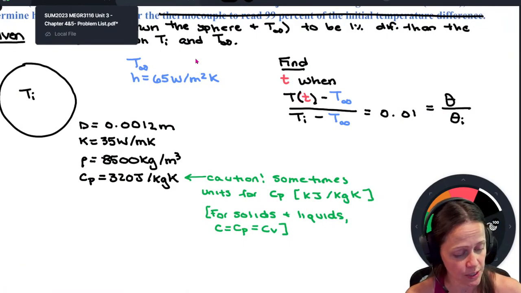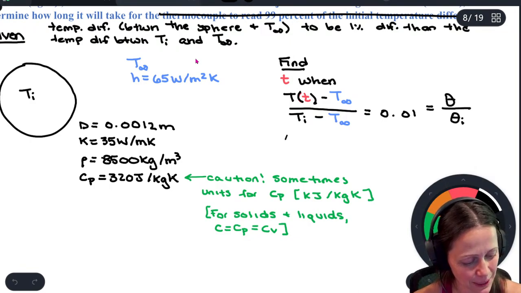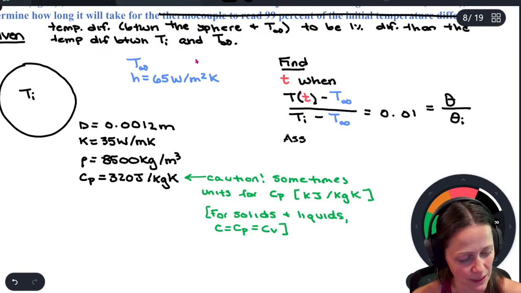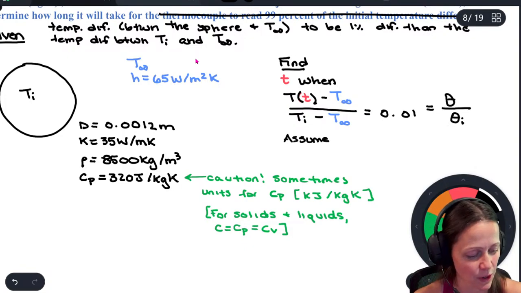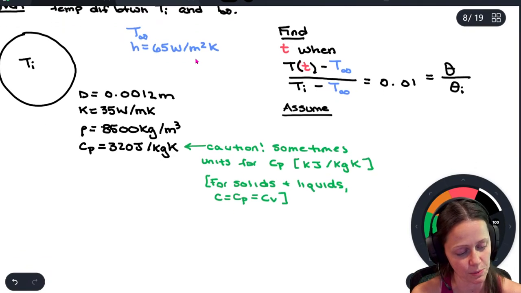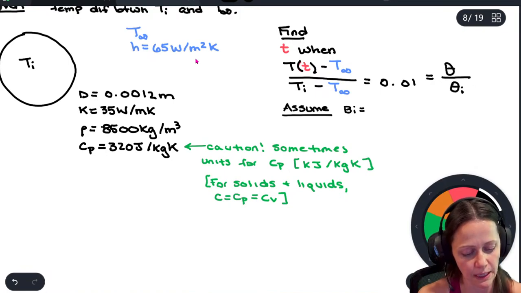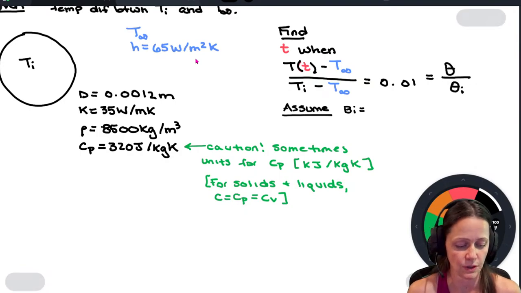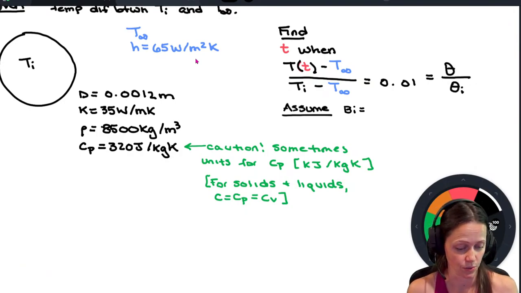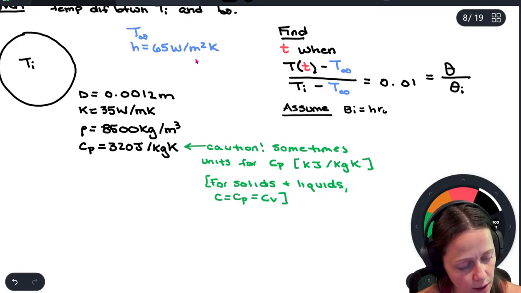Okay. So the first thing that I do need to do is figure out whether my assumption that I'm just plowing ahead with is okay. Is it okay to make the assumption that there are no spatial effects? So I'm going to check it right here. So the Biot number, and we'll check it based on, remember, we're going to be conservative and calculate just on the radius. So this is going to be h R naught over k.